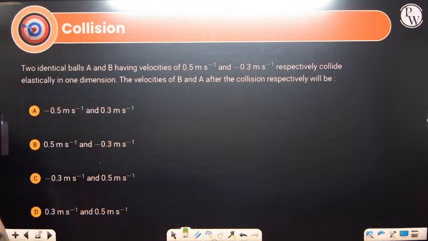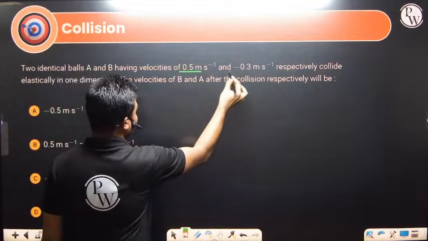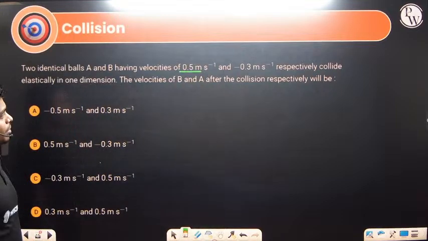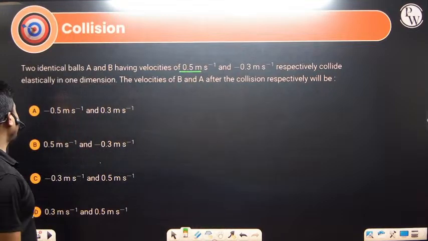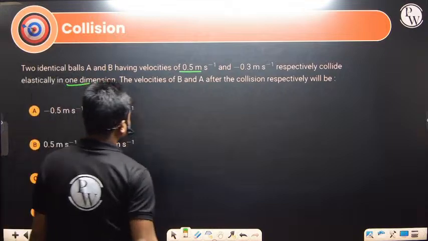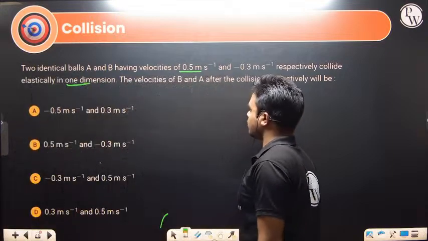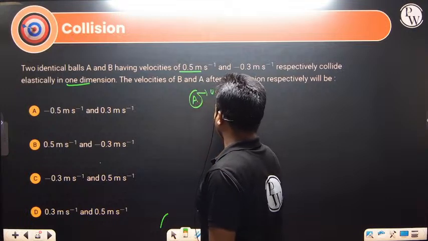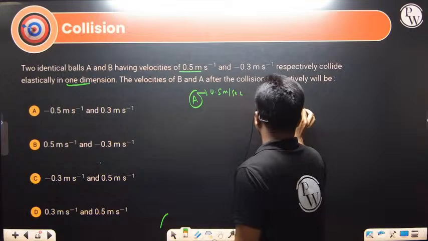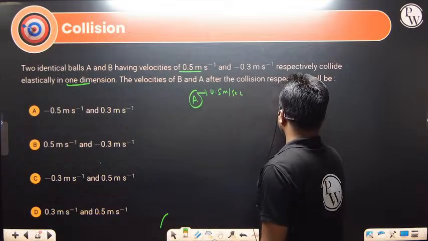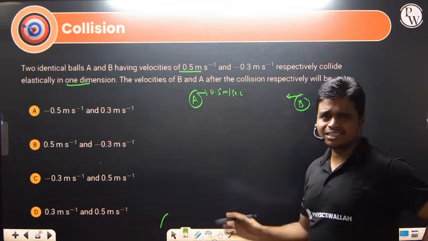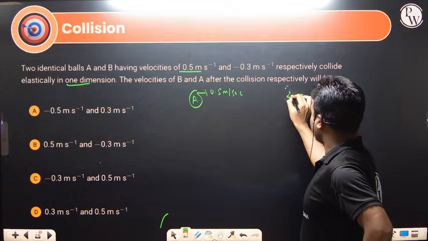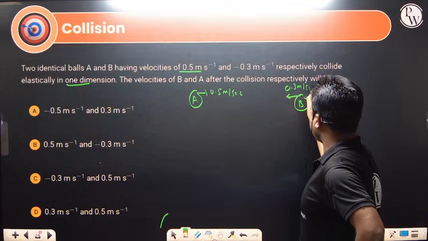Two identical balls A and B, having velocities of 0.5 meter per second and minus 0.3 meter per second respectively, collide elastically in one dimension. What are the velocities of B and A after the collision? Ball A is moving with 0.5 meter per second, and ball B is moving with minus 0.3 meter per second, where the minus signifies the direction.